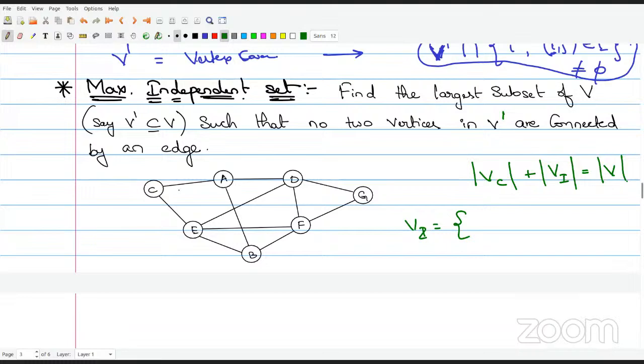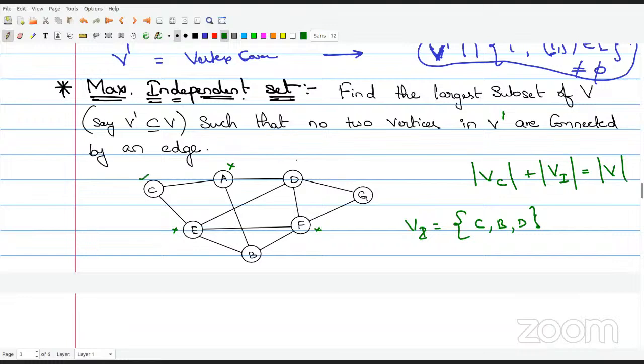Let us start by picking vertex C. Once I pick vertex C into my independent set, I cannot pick A and E because they are sharing an edge. So I can pick B, D, F, G, anything. I will pick B. Once I pick B, I cannot pick F, so I can pick D or G. So I can pick D. Okay, so this is one independent set.